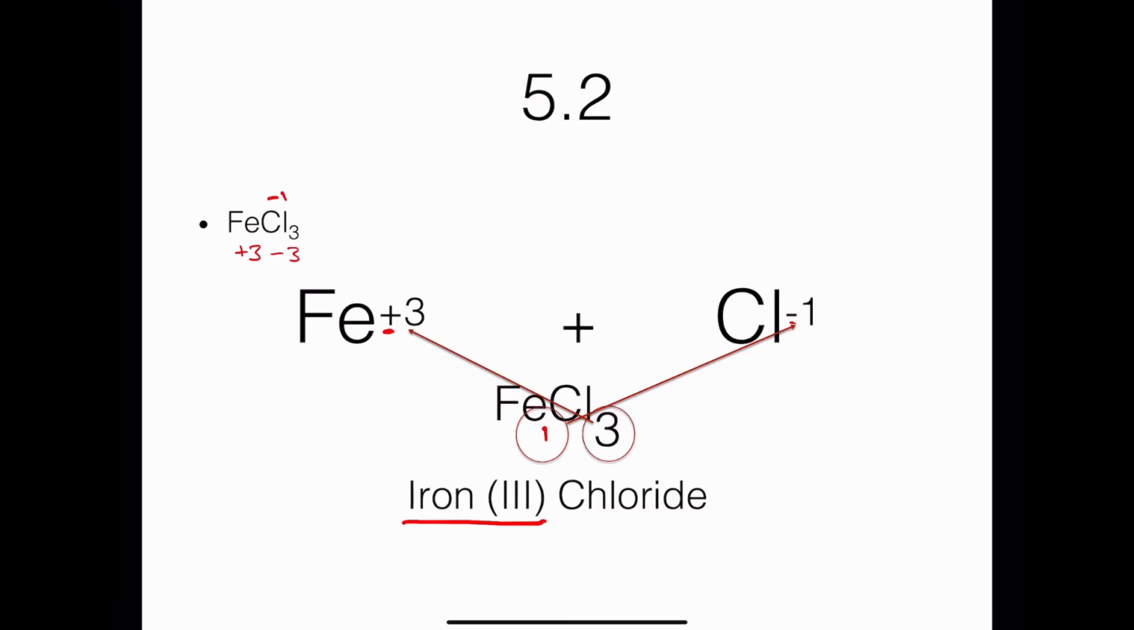Whichever way works for you is fine. Assigning the charge on the anion, multiplying by how many are there to determine the total charge contribution from the anion, and then balancing that out with the cation, or doing the reverse crisscross. The reverse crisscross has some limitations, which we'll talk about in a little bit.